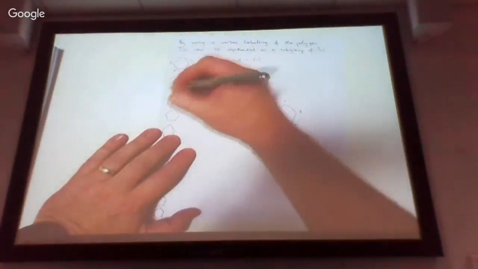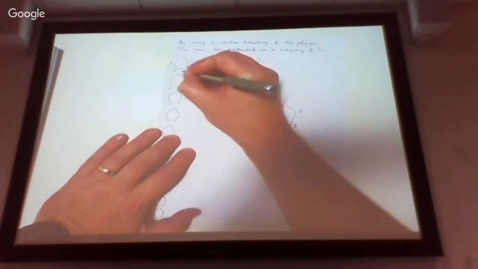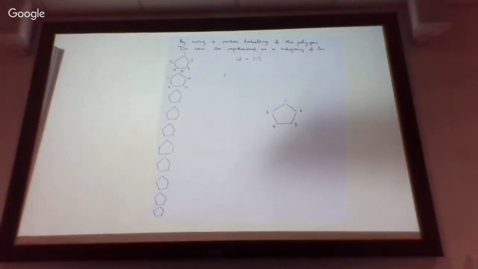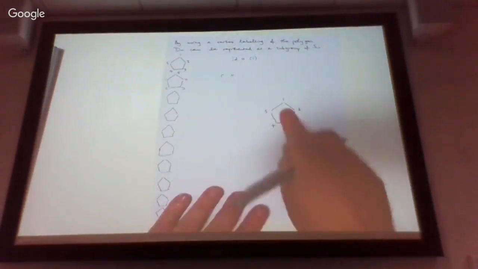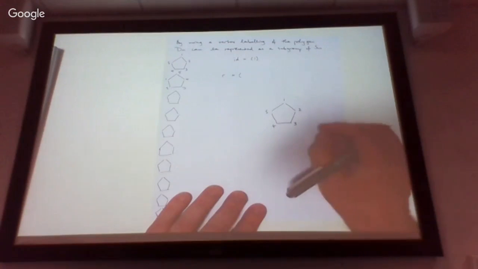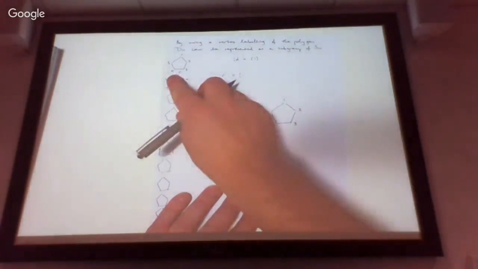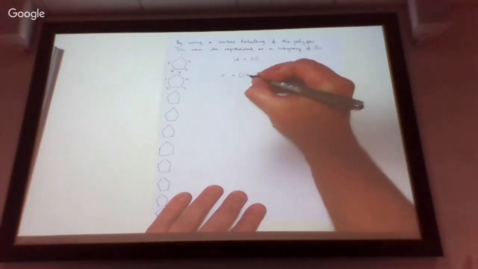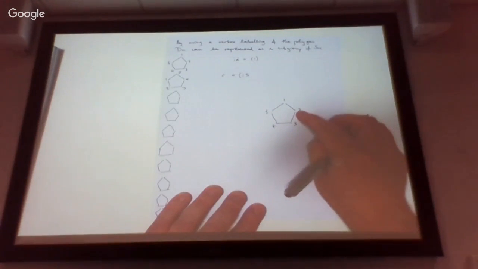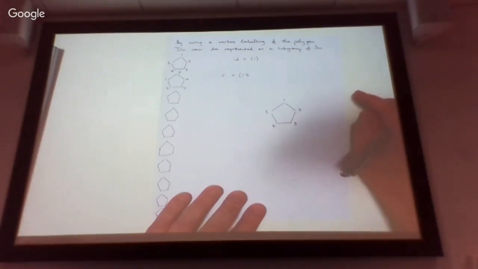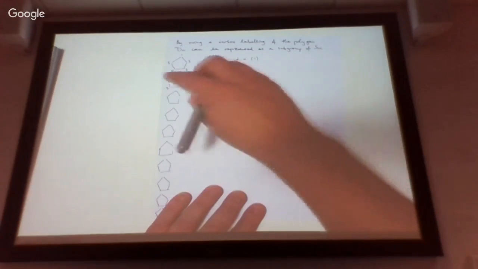But then look at the rotation by 1/5 of a turn anti-clockwise. You see there, what was at position 1, 5 is now appearing there. So 1 is being sent to position 5.